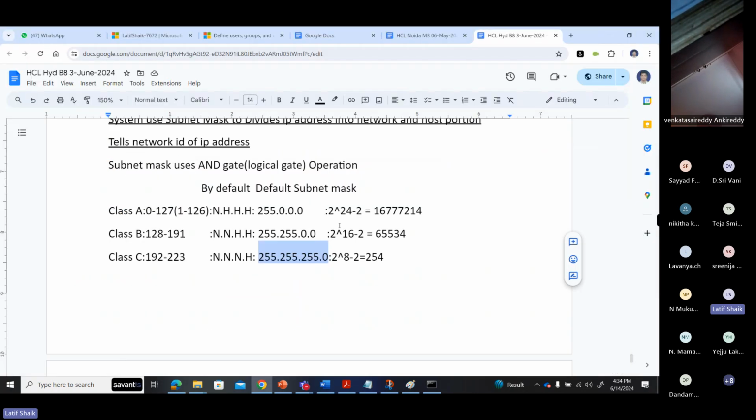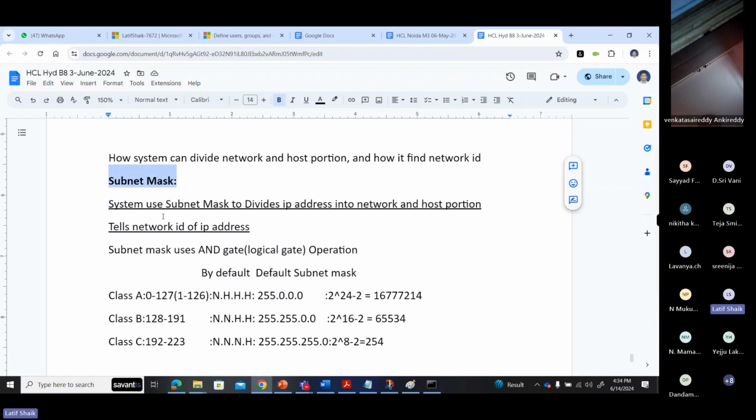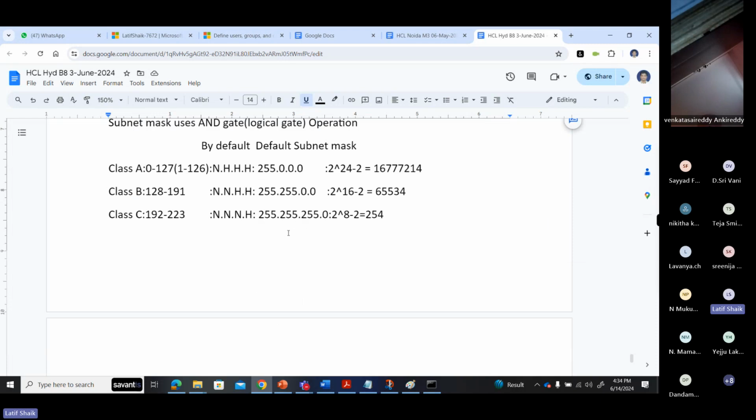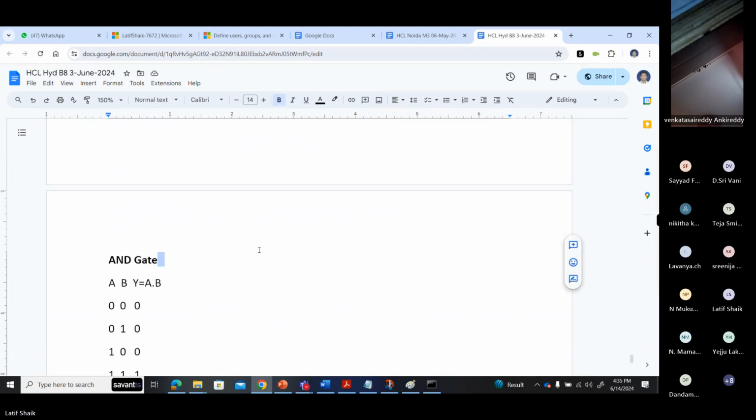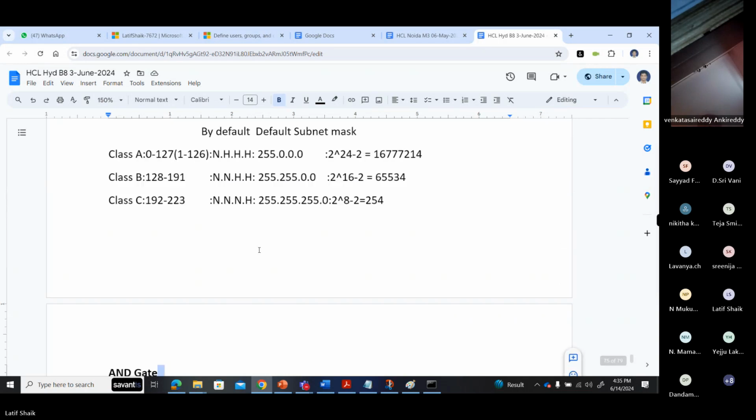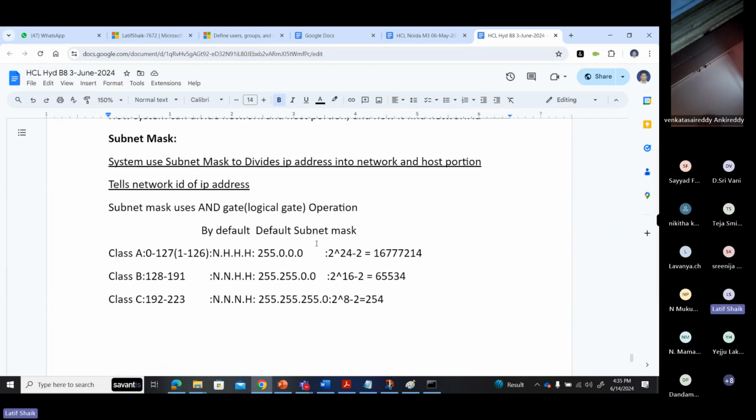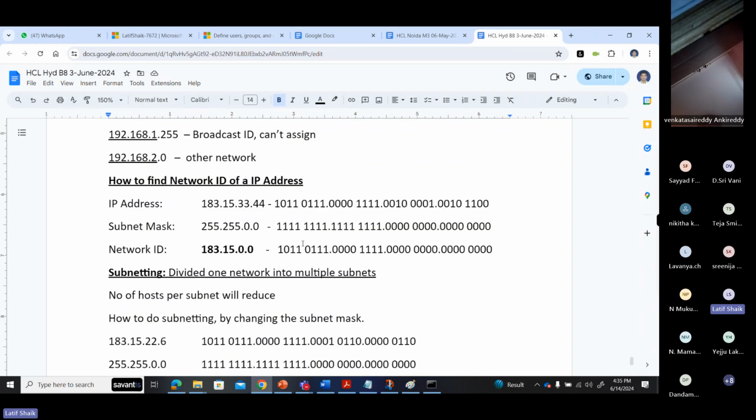Okay. What is the use of subnet mask? The system uses the subnet mask to divide your IP address into network and host first, and then it will tell the network ID of your IP address. If both sides' network IDs match, they will communicate with each other. If not, they won't communicate on the same local network. So this is about your subnet mask, guys.